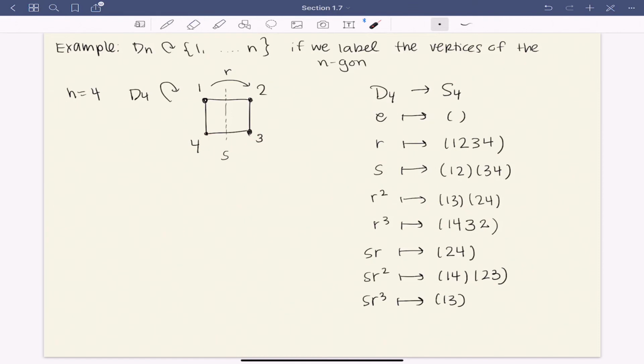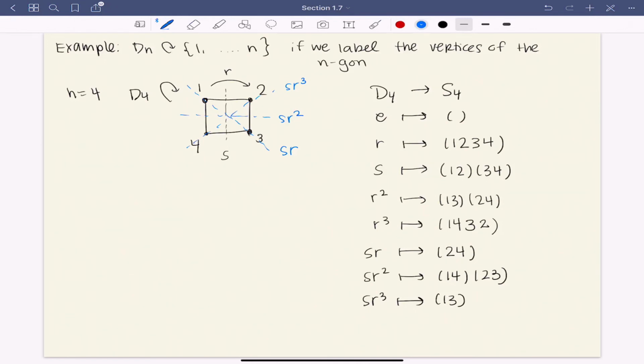And I said in class that these 3 were the other 3 reflections, so now that I have them all written down, I might as well go ahead. So I see that SR flips 2 and 4, but fixes 1 and 3. So this is the reflection SR. SR squared flips 1, 4, and 2, 3. So this is SR squared. And SR cubed flips 1, 3, but doesn't touch 2, 4. So this is SR cubed.